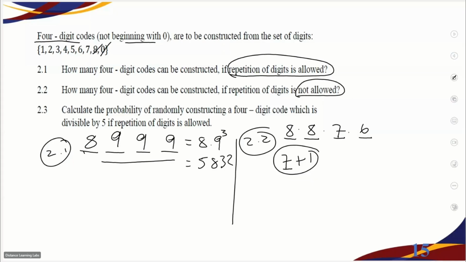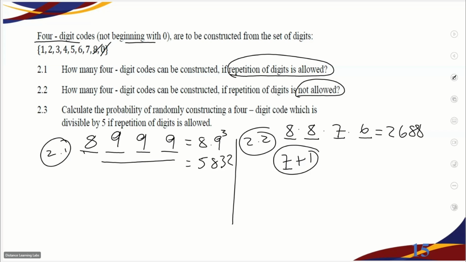So you will write this as it is and then you multiply in between. That will give you 2,688. Meaning if the code is a 4-digit code, not beginning with 0 and repetition of digits is not allowed, then we can create 2,888 codes using the digits that are given to us.